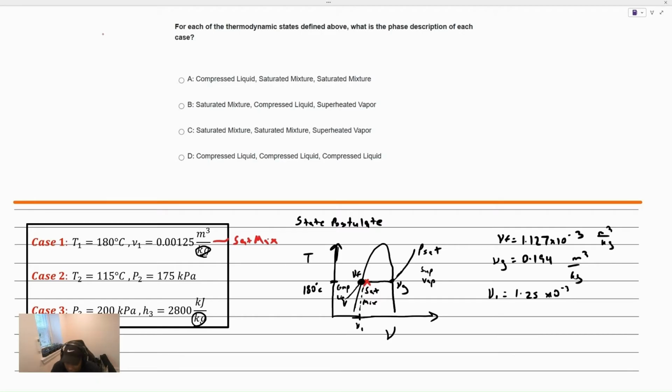Now what that means is that we could immediately eliminate choice A, and we could eliminate choice D as well. We know we're either choice B or C. Let's move on to case 2 so that we could fix our choice.